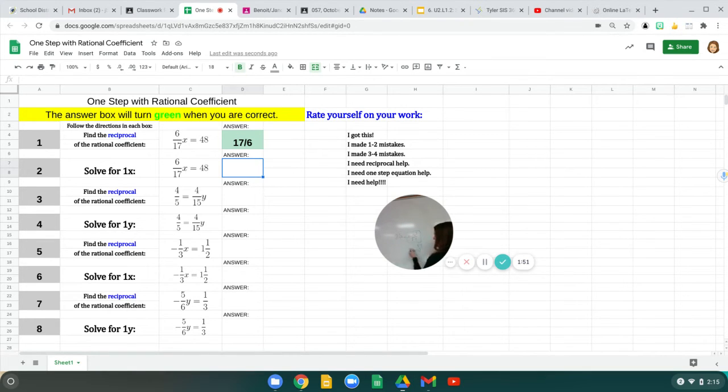So we're going to do the reciprocal 17/6 times 6/17 x equals 17/6 times 48. Remember, this makes 1. That's our goal, to get the rational coefficient to be 1. So 17 times 6 is 102. So we have 102 over 102x, which is the same as 1x. I'm getting out of my circle here.